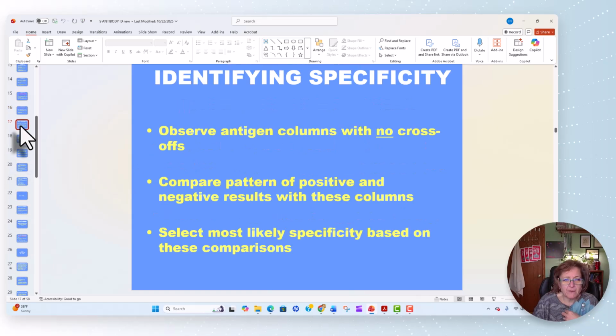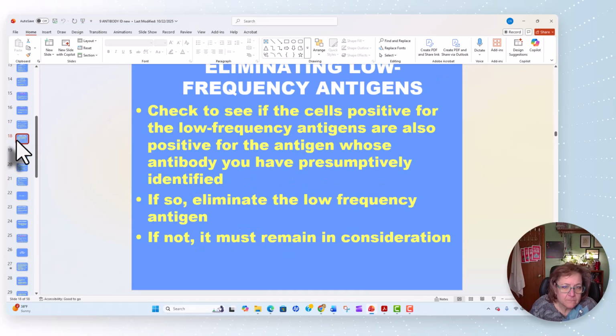Now, we're going to start with identifying the specificity. We have all these cross-offs, what do we do with them? We're going to look at antigen columns with no cross-offs first, because that's where we start. We're going to compare the pattern of positive and negative results within these columns, and select the most likely specificity based on these comparisons. We can eliminate low-frequency antigens if they've been presumptively identified. If not, we keep them in consideration.